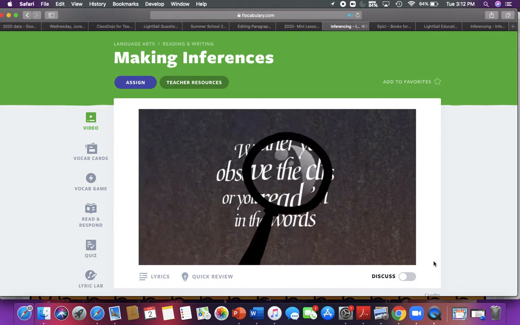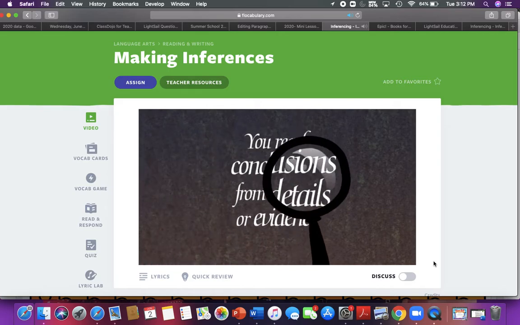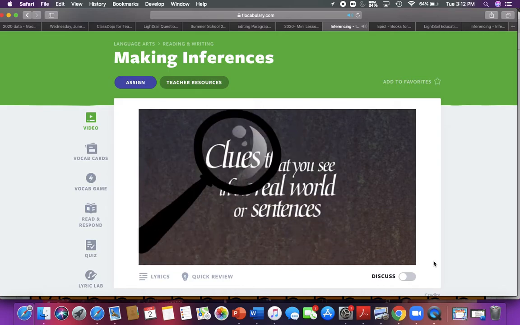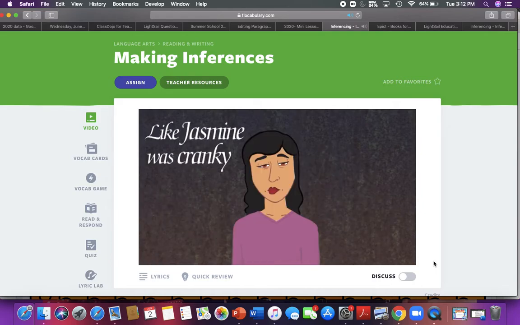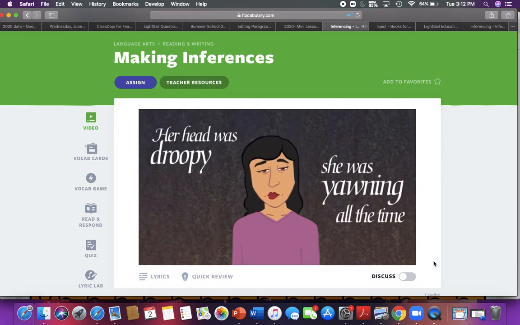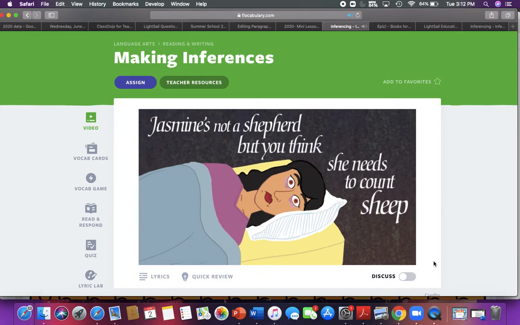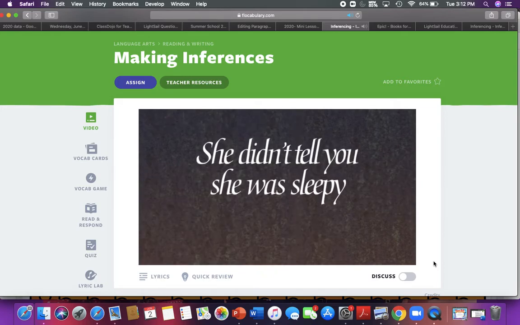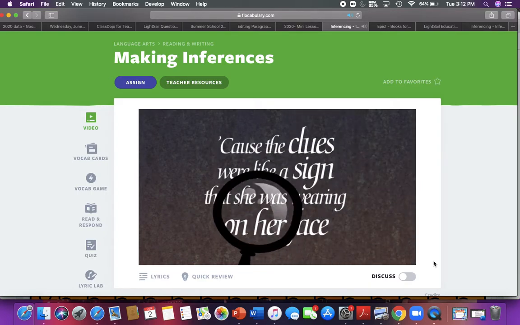Whether you observe the clues or you read them in the words, you reach conclusions from details or evidence. Clues that you see in the real world or sentences like Jasmine was cranky. She had bags beneath her eyes. Her head was droopy. She was yawning all the time. You infer she's tired, didn't get a good night's sleep. Jasmine's not a shepherd, but you think she needs to count sheep. She didn't tell you she was sleepy. She didn't have to say, cause the clues were like a sign that she was wearing on her face.